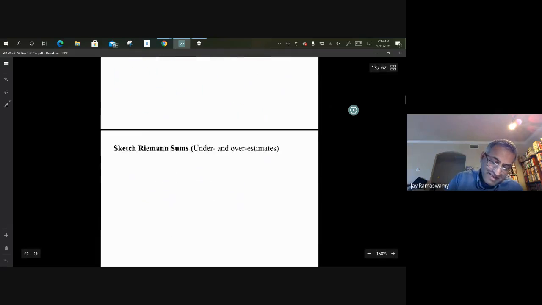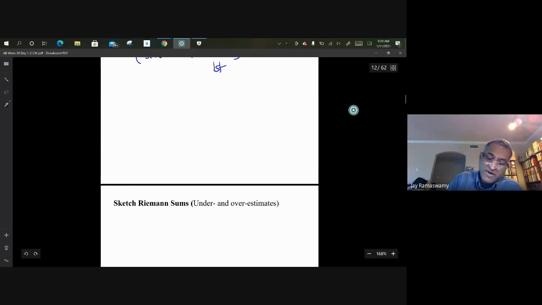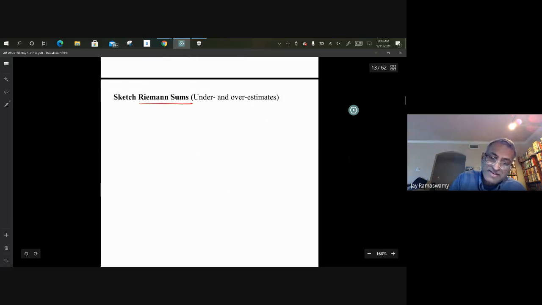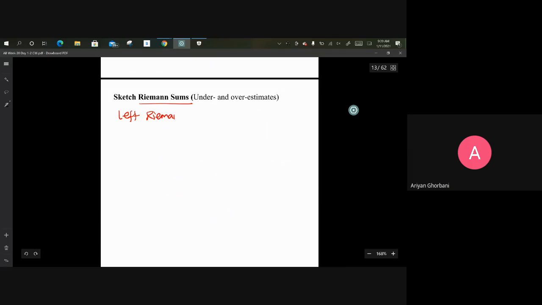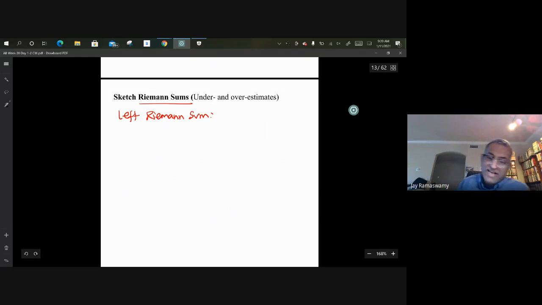Okay, so the concept is called Riemann sum. Okay, so write that down, please. We're on page 13 now. Repeat, we're on page 13. Write down Riemann sums. I'm going to show you how we can draw different kinds of rectangles. Okay, the first concept is a left Riemann sum. Here's how we sketch a left Riemann sum.